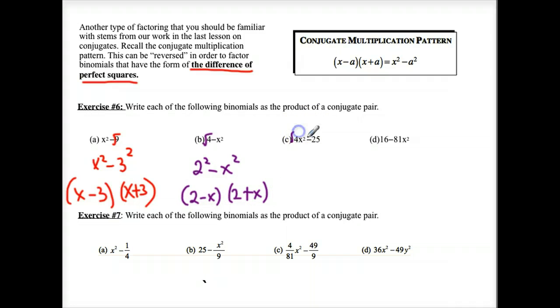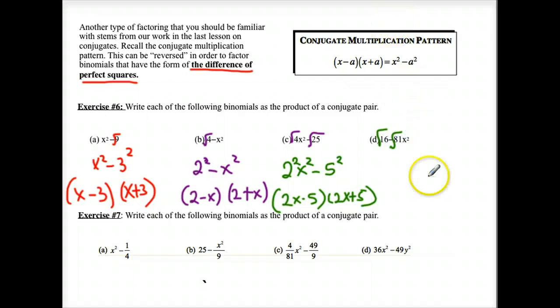Same goes. Take the square root of all the numbers. My key is to get them with both squares. This becomes 2 squared x squared minus 5 squared. Branch them off. 2x minus 5, 2x plus 5. And then the last one, remember, key is to break these up. This becomes 4 squared minus 9 squared x squared. Now they all have squares. 4 minus 9x and 4 plus 9x.